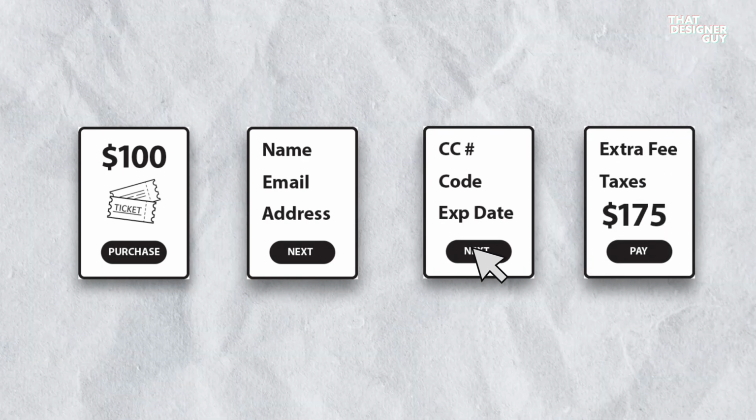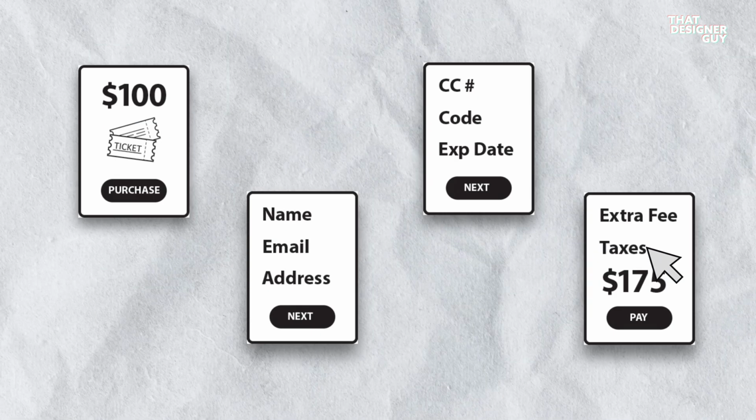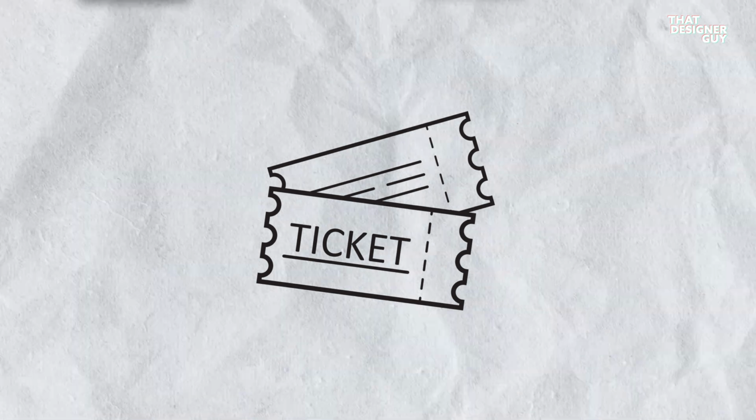So if something costs $100 initially but winds up costing $175 when you're finally ready to hit submit, you'll do it anyway because you don't want to research something else and you don't want to do the process all over on another site, so you just kind of purchase it.